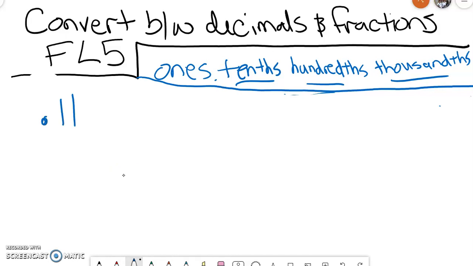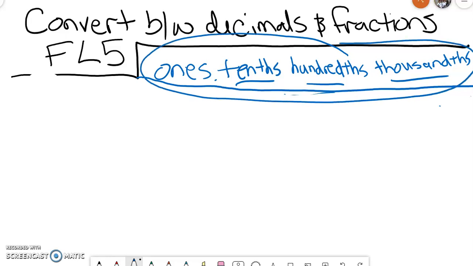Okay, the next problem that they gave me was 11 hundredths. Again, if I know how to read it and I don't just say .11, if I say 11 hundredths, then that makes it a lot easier to know what it is as a fraction. As a fraction, it's 11 over 100. 11 hundredths. Done.